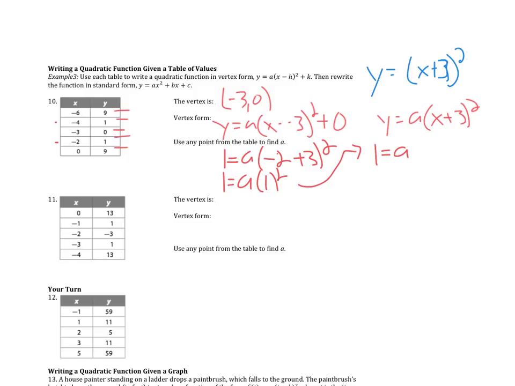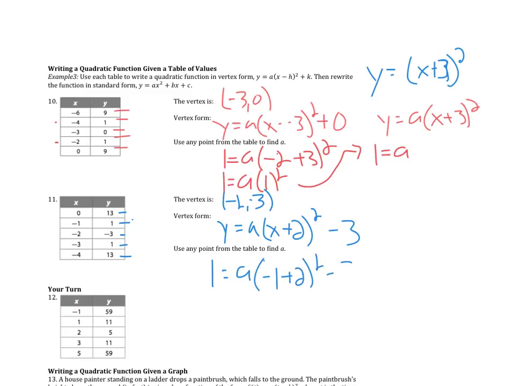All right, let's try number 11 here. And so there's our vertex. So that's at -2, -3. Our vertex form, we got x minus a -2, which is going to give us a +2 squared, and then -3 for a k. Pick any point. I'm going to pick the -1, 1. So it gives me 1 equals a -1 plus 2 squared minus 3.